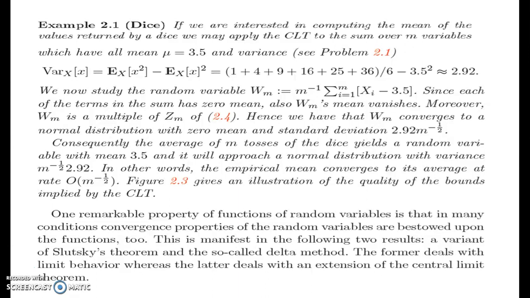One remarkable property of functions of random variables is that in many conditions, convergence properties of the random variables are bestowed upon the functions too. This is manifest in the following two results: a variant of Slutsky's theorem and the so-called delta method. The former deals with the limit behavior, whereas the latter deals with the extension of the central limit theorem.